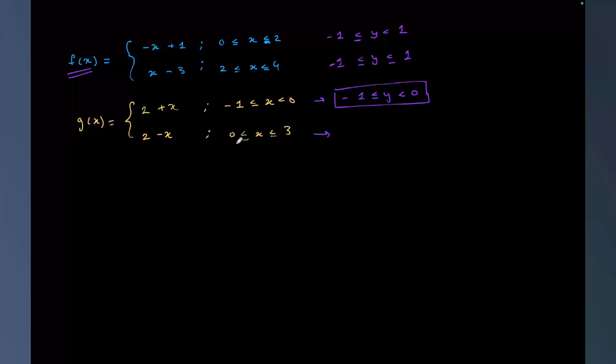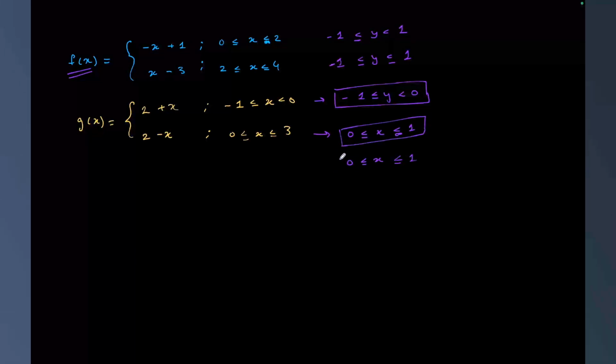Similarly here, my range would be 0 to x all the way to, and this would actually just be 1, and this would be x equal to 1. Okay, so I'm going to have 3 different composite functions in this case, not 2 but 3.